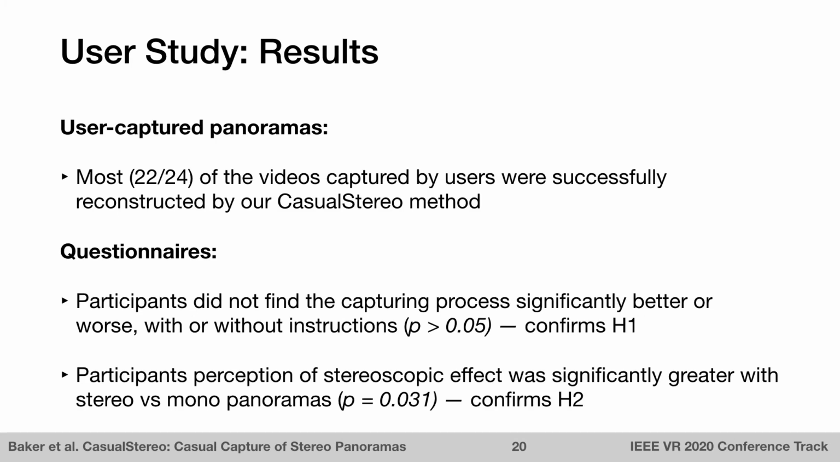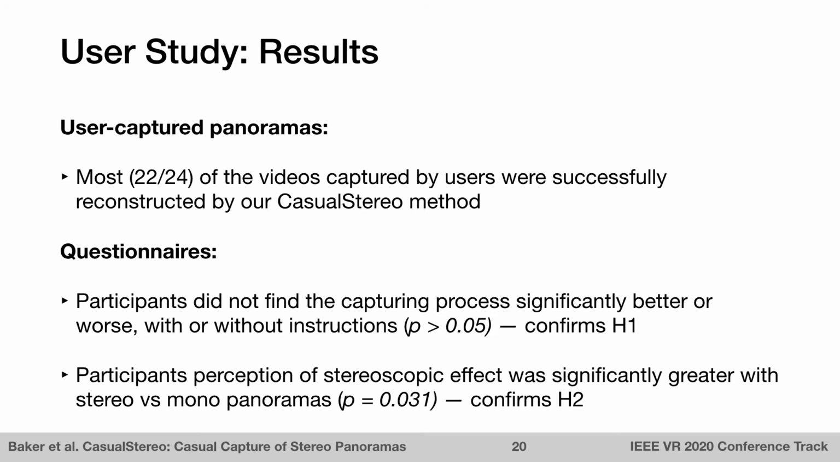So first, we had 12 participants, and so each one collected 2 videos, one with little instruction and one with detailed instruction. And out of those 24 videos, 22 were successfully reconstructed by our method. Of the 2 that didn't work, one had focus problems, so it didn't really focus correctly, and in the other one, the participant didn't close the circle, so we didn't get a good loop closure.